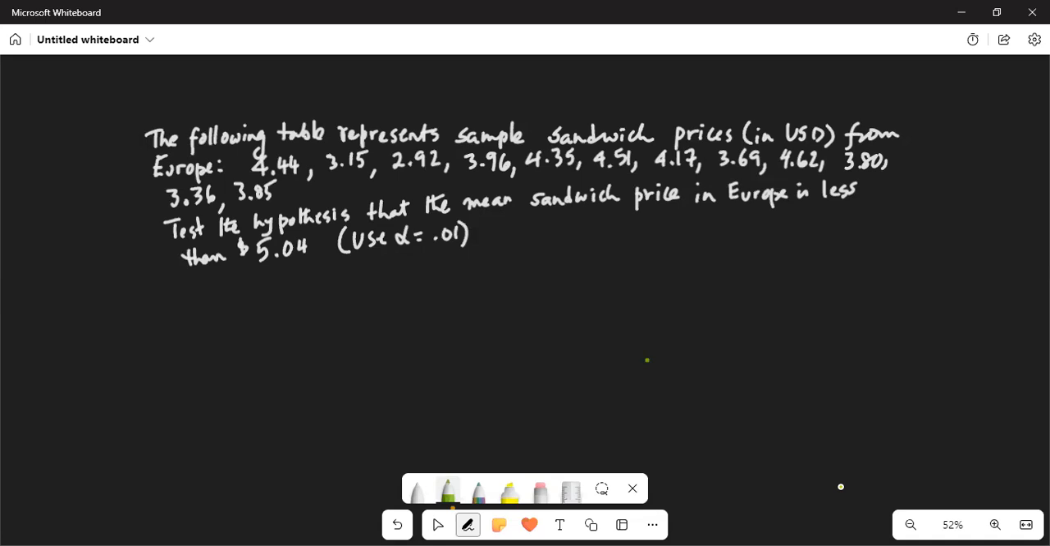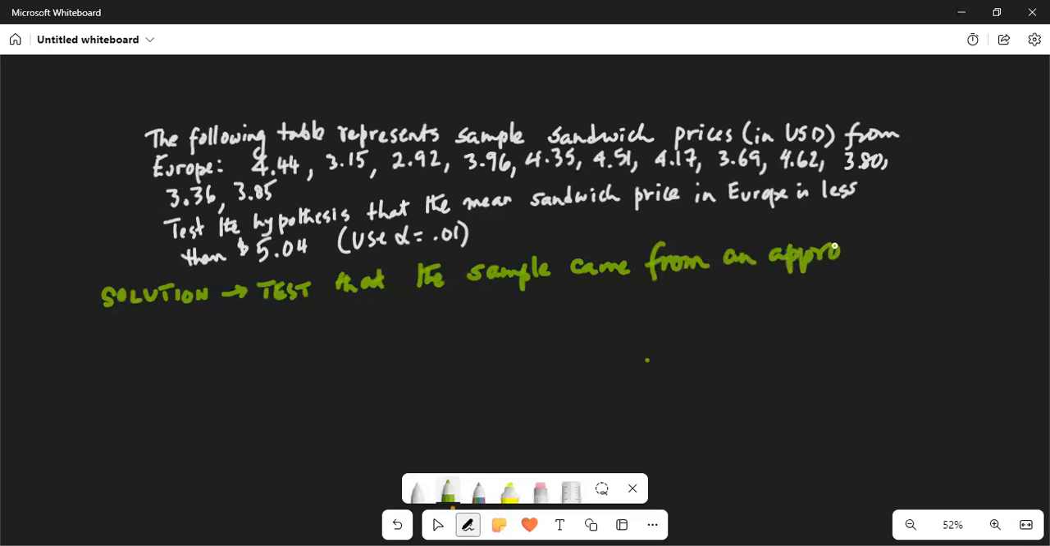As we note, the sample size is less than 30, so we have to test that the sample came from a normal population. Okay, first part. Solution: test that the sample came from an approximately normal population.